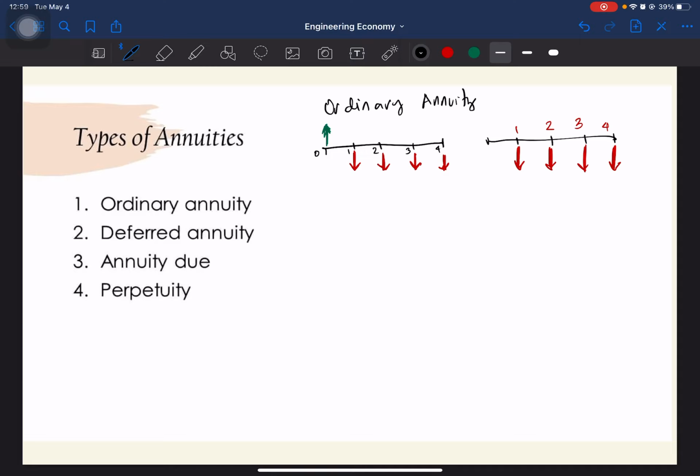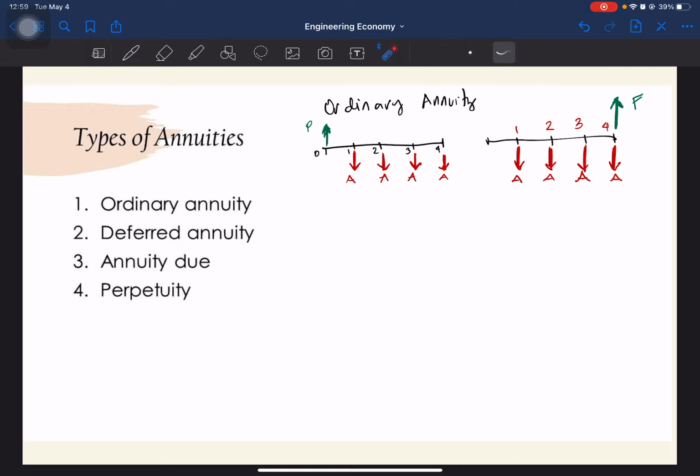And your gain will be on the end of the last year din. Ibig sabihin, pagkahulog mo nung huling ipon mo, you also get your final lump sum. Okay? So, this is P, present worth, and this is F, final worth, and these are A. Tandaan mo na yung mga A na yan should have the same value because we are studying annuity, so they should have the same value.